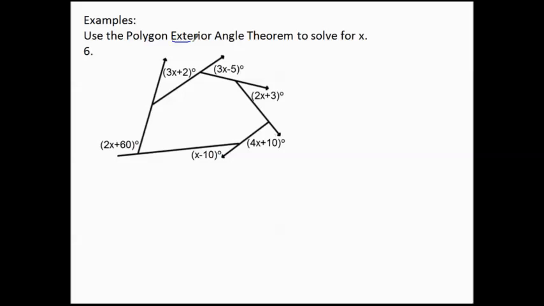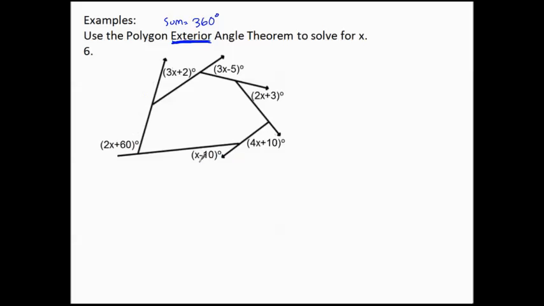Use the polygon exterior angle theorem to solve for x. Exterior angles. As soon as I see that, I just think to myself, 360 degrees. That's the sum. They all add up to 360 degrees. Not much thinking here. Let's add them up to solve for x.